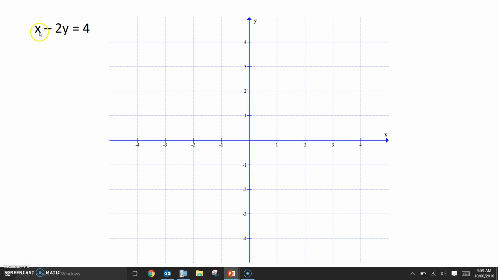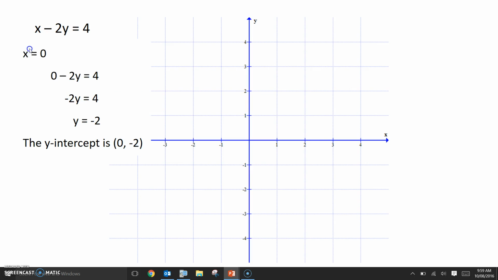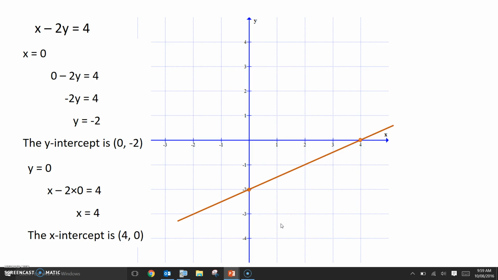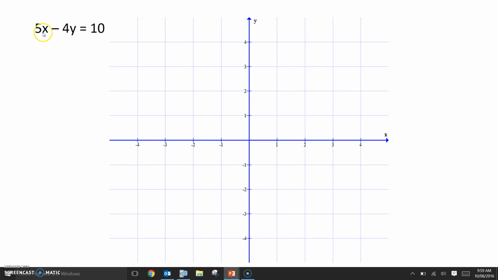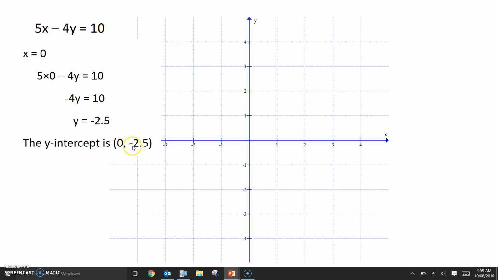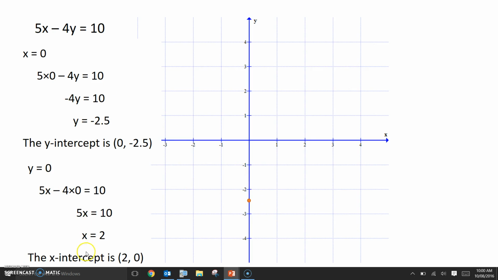Okay, another example. You've got an equation here. You put x equals 0, and you work out where it crosses the y-axis. You put y equals 0, and solve it, work out where it crosses the x-axis, and you join up the dots. Okay, one more. You put x equals 0, work out the y-intercept, where it crosses the y-axis. You put y equals 0, work out the x-intercept, where it crosses the x-axis. You put the 2 points, you join the dots, and keep the line going.